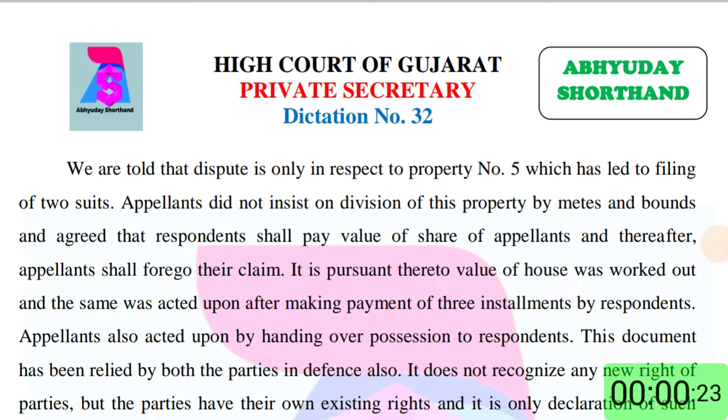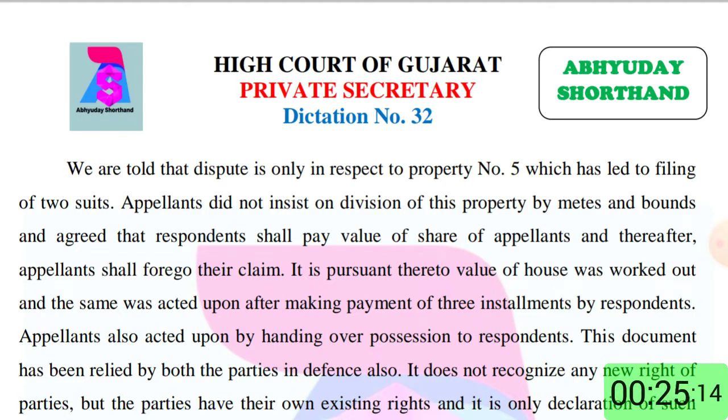We are told that the dispute is only in respect to property number 5, which has led to the filing of two suits. Appellants did not insist on division of this property by metes and bounds and agreed that respondents shall pay the value of the share of appellants, and thereafter appellants shall forego their claim.